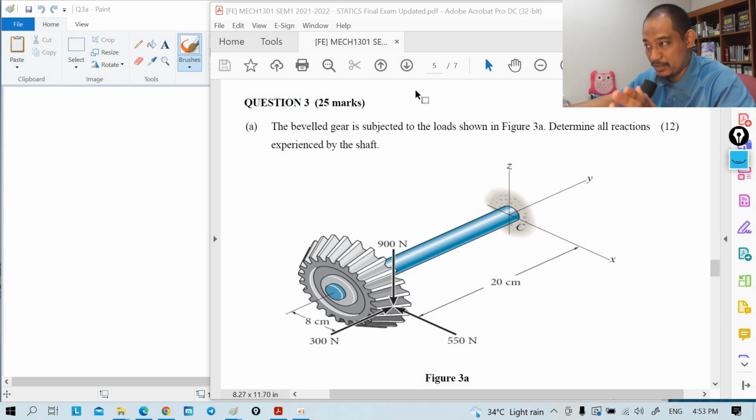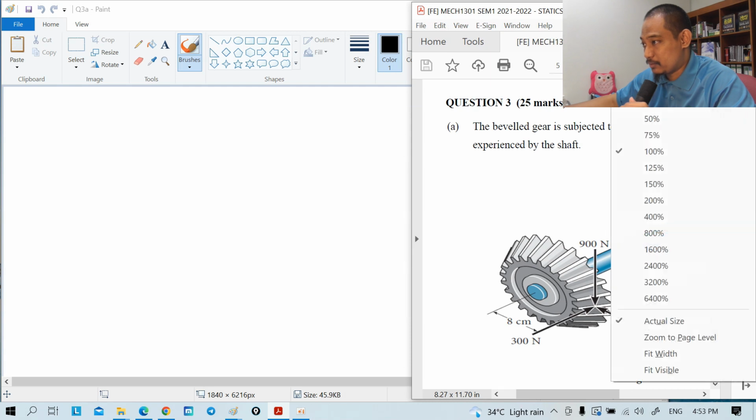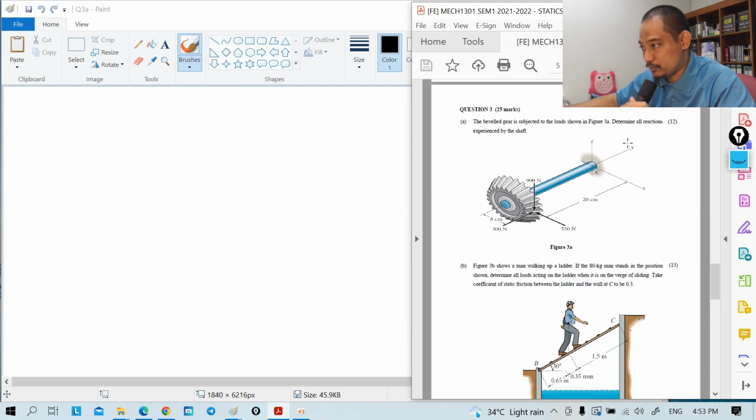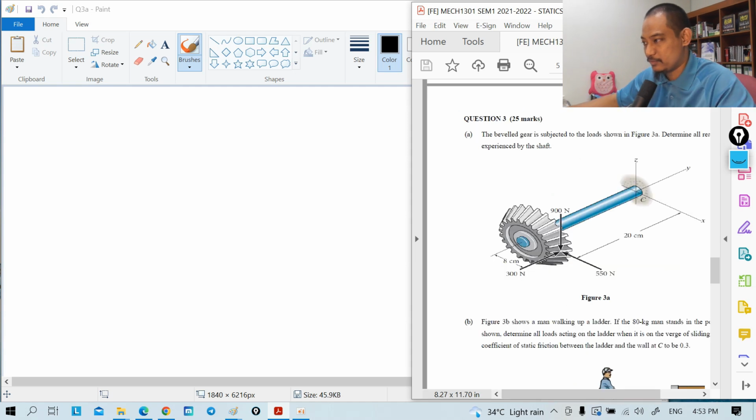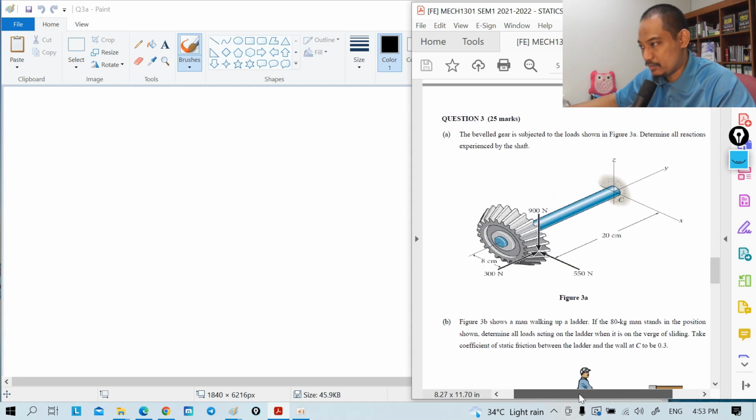So let's draw the free body diagram. Again, we have to draw the free body diagram to get the marks.